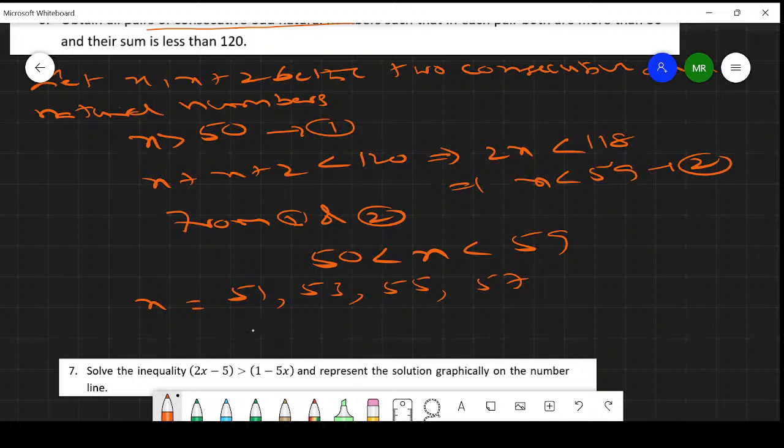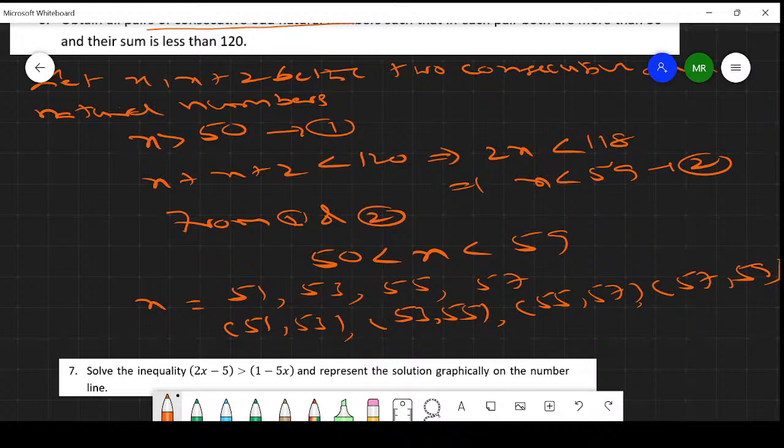So what is the required order? They are asking for all pairs. Following this, I can write now 51 comma 53 and 53 comma 55. These are the x values. Be careful when you are writing here: 53 comma 55 and 55 comma 57 and 57 comma 59.